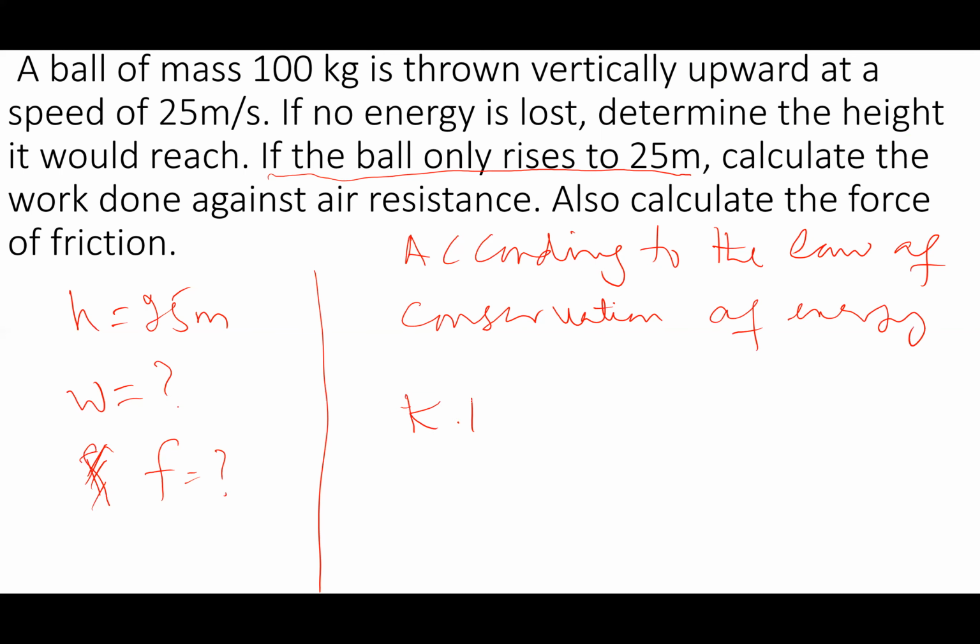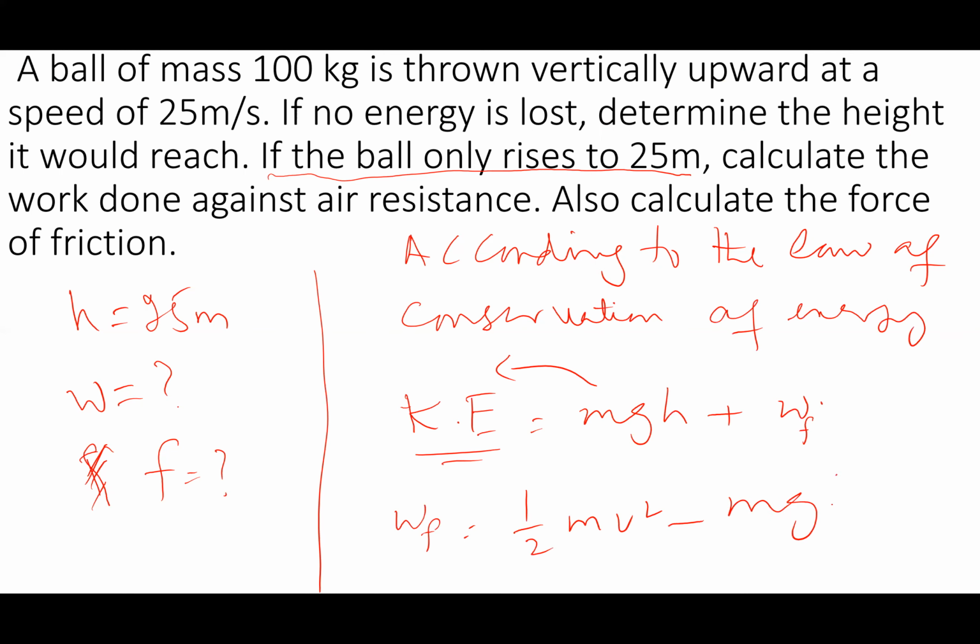Loss in kinetic energy is equal to gain in potential energy plus work done against friction. So work done is equal to half mv square. In place of kinetic energy, this is shifted to the next side and you will write mgh. Height is 25 meter. G is given. Mass is given. Mass is 100 kg.